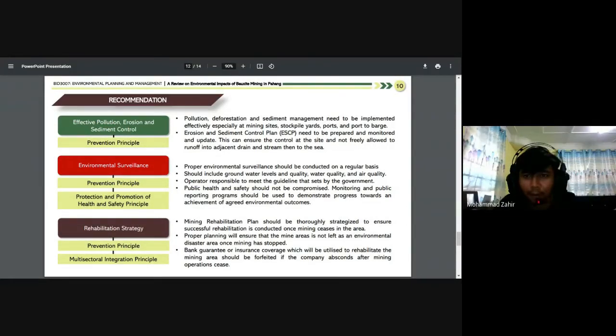So for the recommendation, the first recommendation is effective pollution, erosion and sediment control. Pollution, erosion and sediment management should be implemented effectively. It is critical to install a proper filtration system on the drainage system to keep runoff, flooding and sediment under control. The ESCP for mining areas also should be prepared as part of an environmental management plan that is monitored and revised on a regular basis. Such action should ensure that sediment is monitored at the site rather than being left to run naturally into nearby drains and streams, and eventually into the sea.